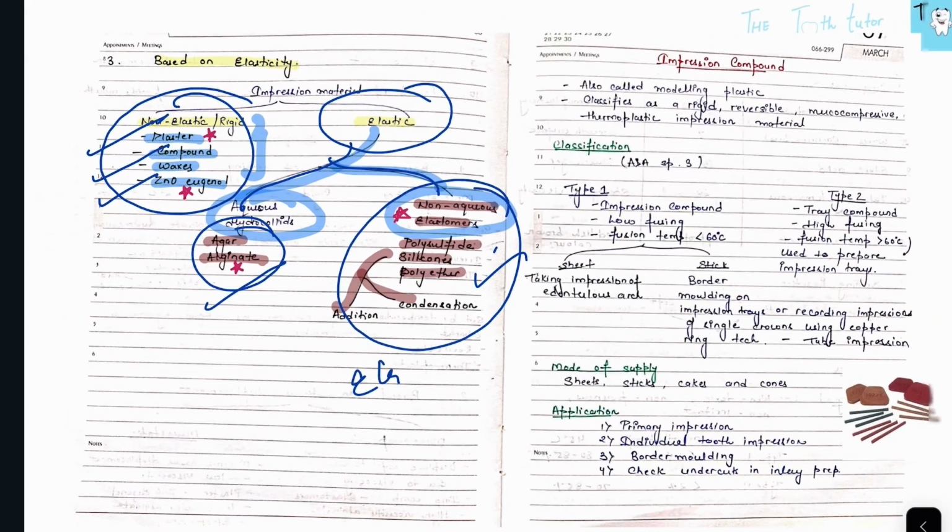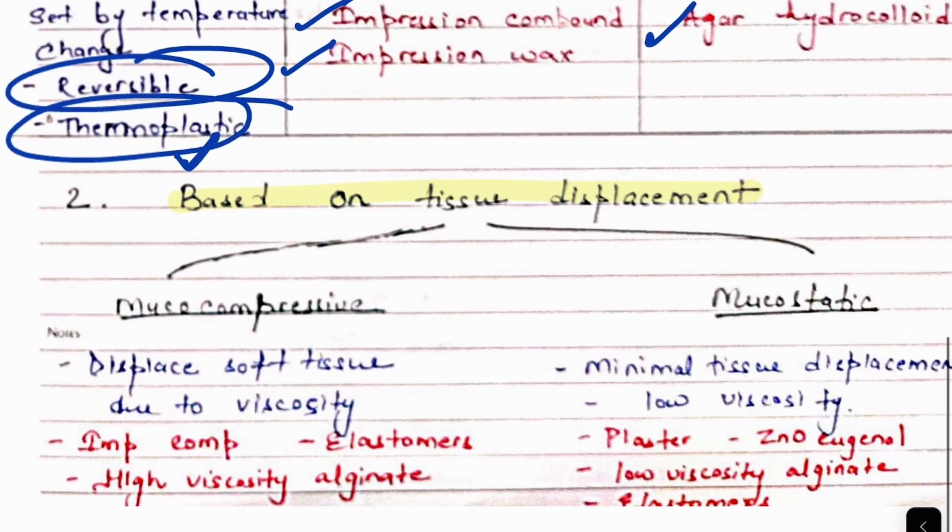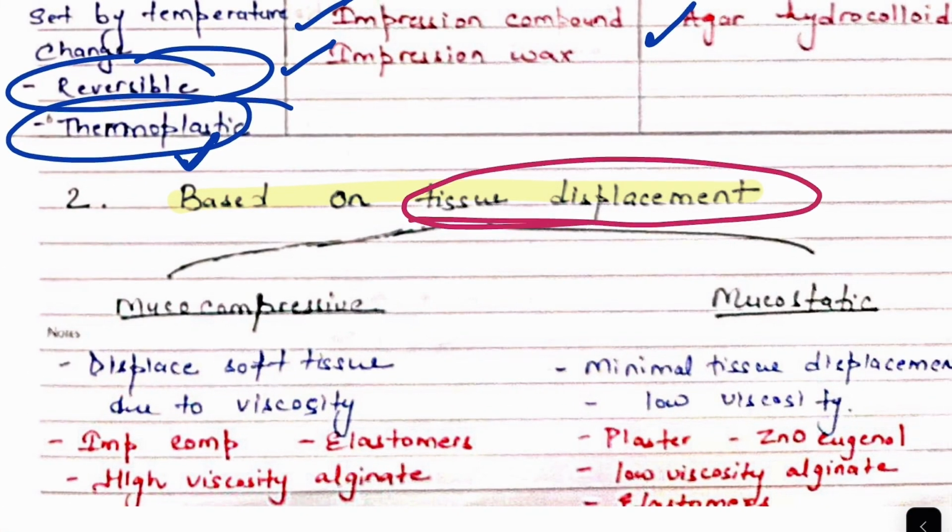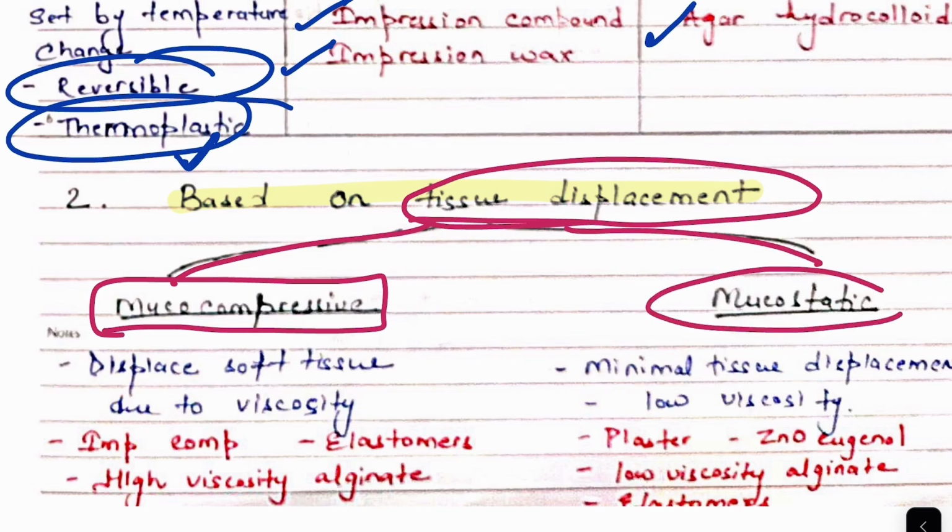Now the third basis of classification is based on tissue displacement. When you place your impression material in your oral cavity on the tissue, if it compresses or displaces the tissue, this is called mucocompressive, and if it does not compress the tissue, it is called mucostatic. Which ones come under mucocompressive? Impression compound and high viscosity alginate. These will compress the tissue. It is not ideal, right?